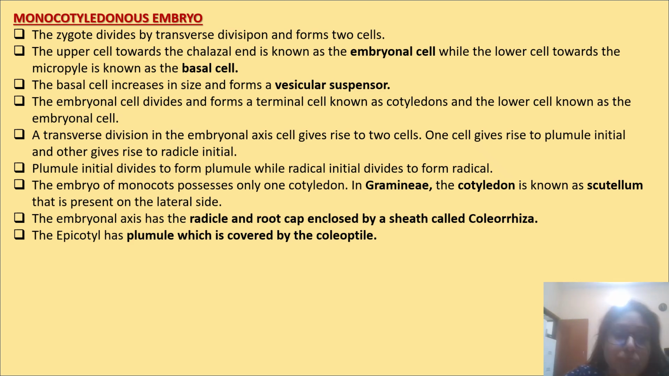The embryo of monocots possesses only one cotyledon. In Gramineae, the cotyledon is known as the scutellum, which is present on the lateral side. The embryonal axis has the radicle and root cap enclosed by a sheath called the coleorhiza. The epicotyl has the plumule which is covered by the coleoptile. Now the topic has ended.